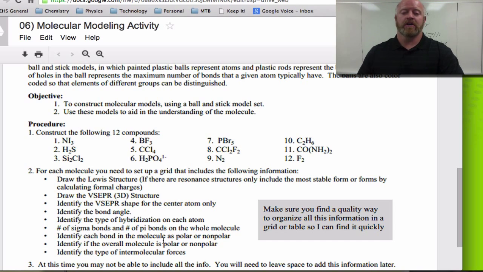So right now, you should be able to do the Lewis structures of all 12 of these and check the resonance structures by using formal charges. We should have that ability. So for preparation for Monday, I want you to have the grid system ready. You don't have to have all of them done, but you should be starting to work on drawing the Lewis structures for all 12 of these molecules in the grid system.